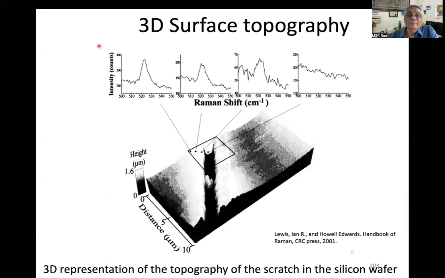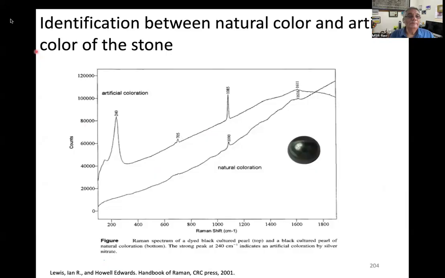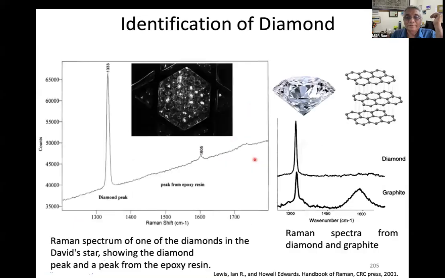Topography can be recorded. The three-dimensional Raman imaging today is very powerful, and this is a 3D representation of topography of a scratch in the silicon wafer. Obviously, where the scratch is, you don't pick up the Raman signal, right? And this is an example of identification between natural color and artificial color of stones. You clearly see the artificial coloration giving rise to additional peaks, and you don't see any additional peaks in the naturally colored crystal.